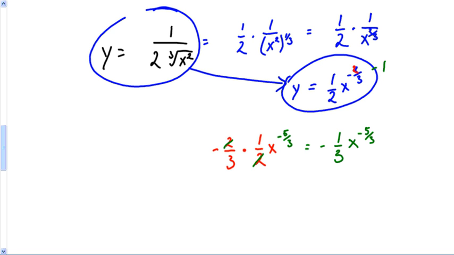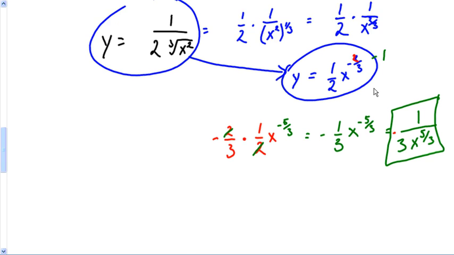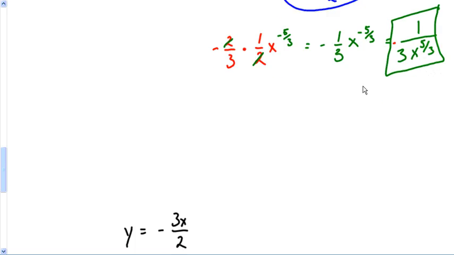So we'll clean this up a little bit more, and I'm going to write it like this: don't forget that this was a negative, so -1 over x to the 5 thirds power, and there is my final solution to this problem. It seemed a little bit more complicated, but it's just because we had to subtract 1 from -2 thirds, which makes it even more negative.